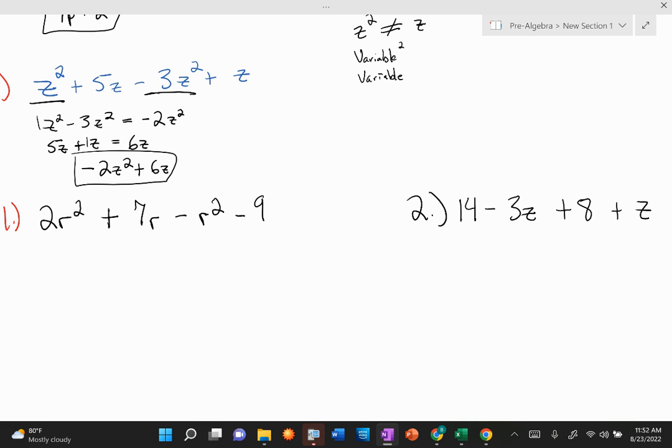Perfect. Okay. So combine those. Okay. And then these right here, which is the 3z. No. That's z. So now we have negative 3z plus 1z.